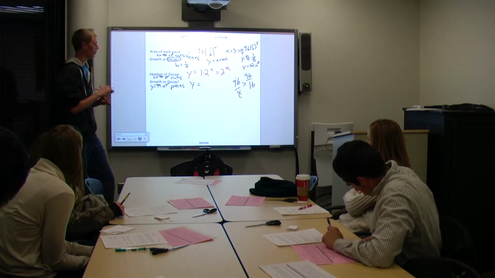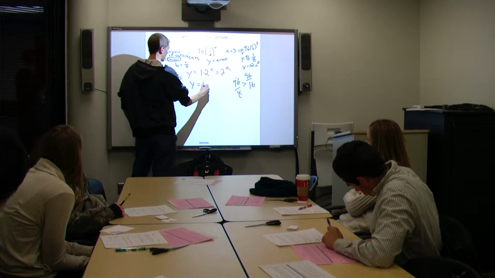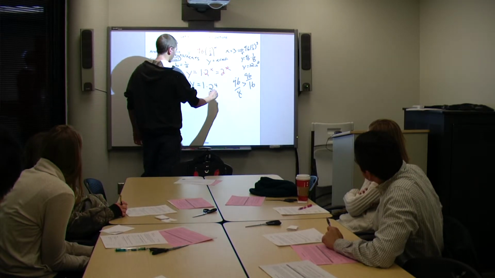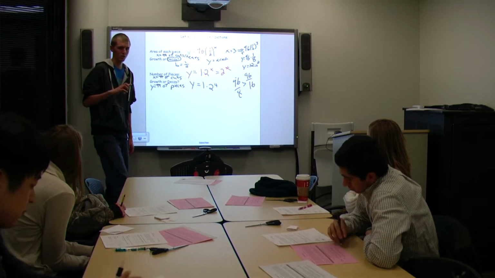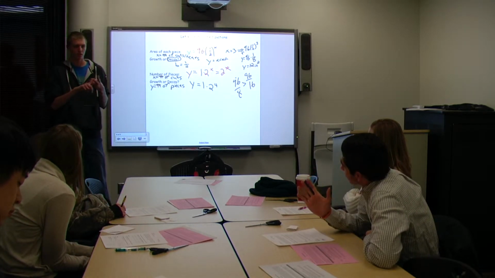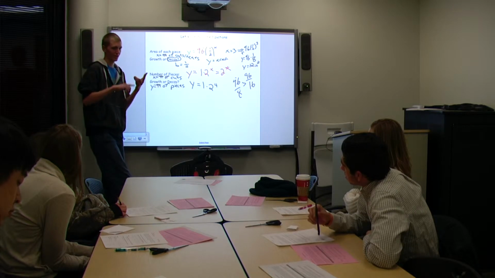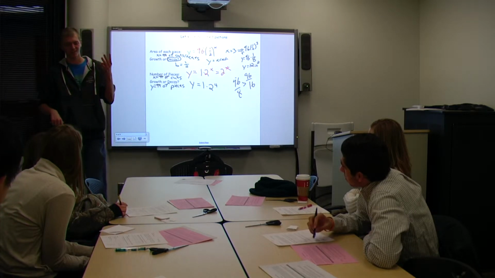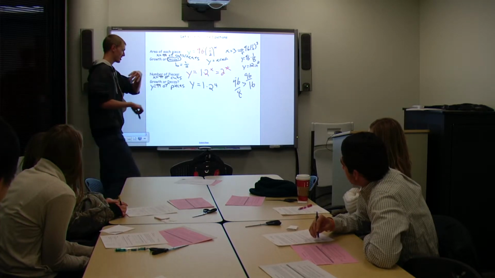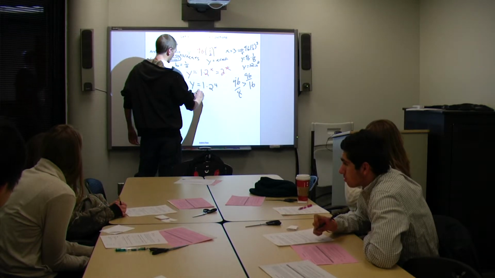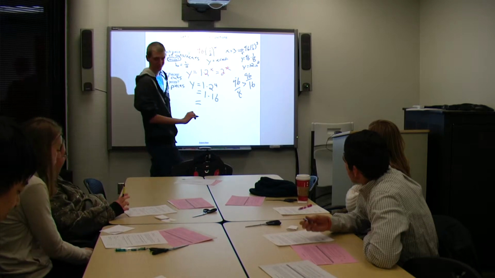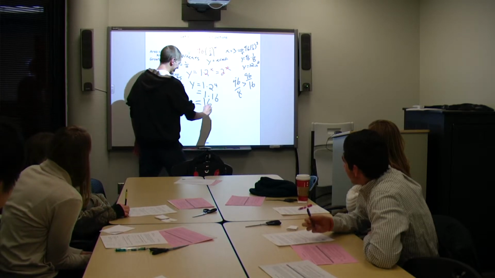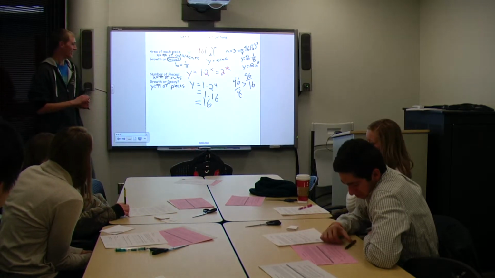So if we're plugging in a 4 here for x, we're going to get 1 times 2 to the 4th. Anybody know what 2 to the 4th is? 2 times 2 is 4, 4 times 2 is 8, 8 times 2 is 16. Very good. So we're at y equals 1 times 16, which is 16. Thanks, Stephen.